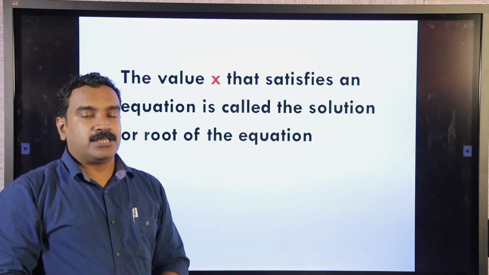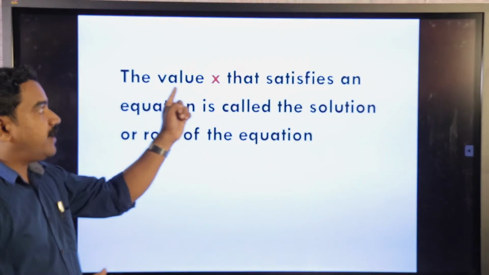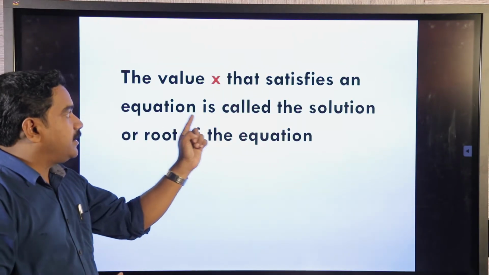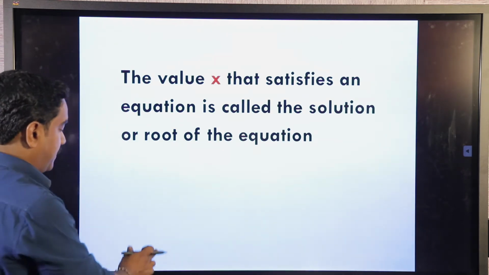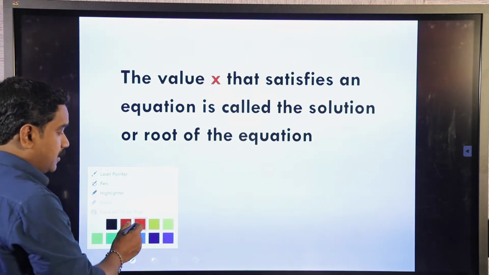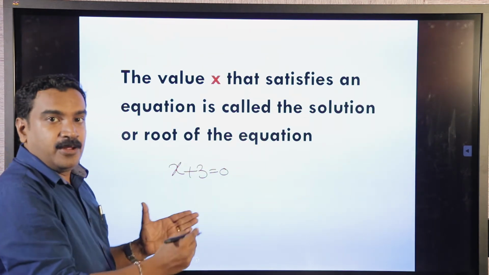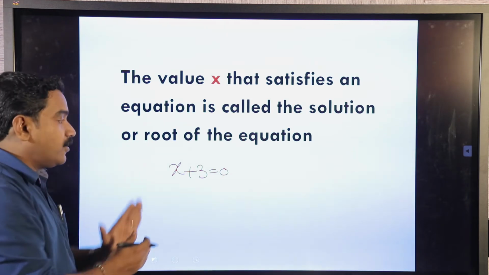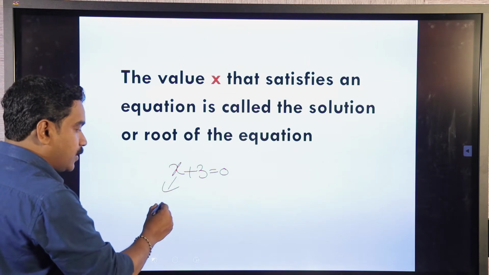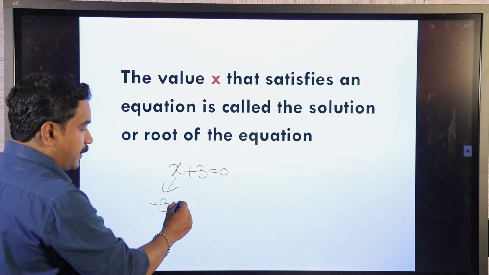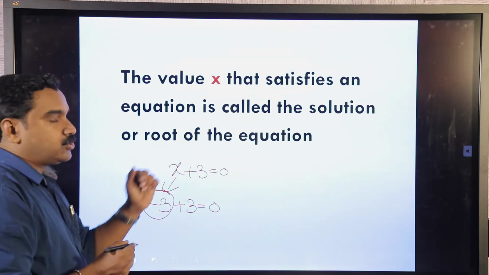Next is the solution or root of the equation. What is the solution of the equation? Look here at the statement: the value of x that satisfies an equation is called the solution or root of the equation. Look at one example. Suppose x plus 3 equal to 0. We want to find the value of x such that it satisfies the equation. For what value of x is the value equal to 0? If you put x equal to negative 3, negative 3 plus 3 equal to 0. So you can say that negative 3 is the root of this equation.